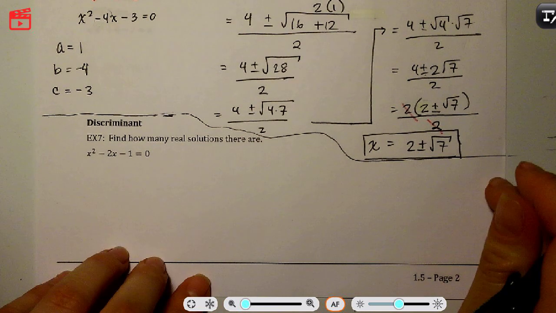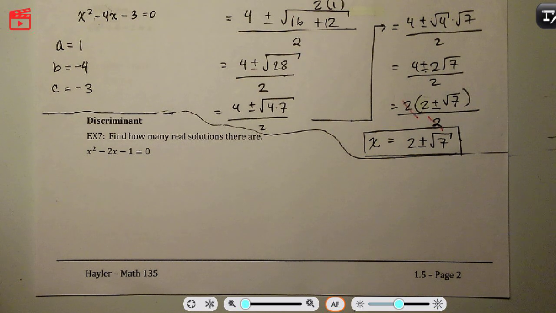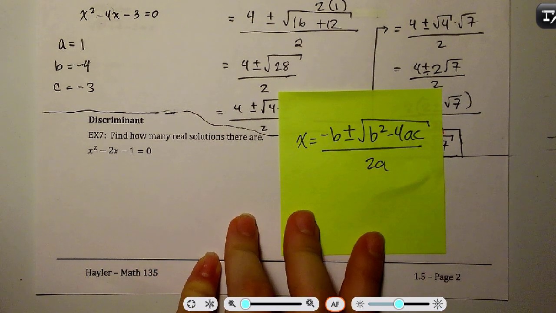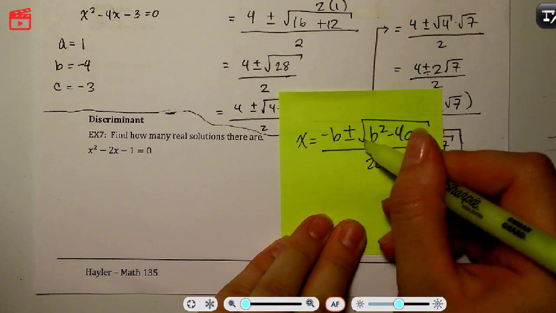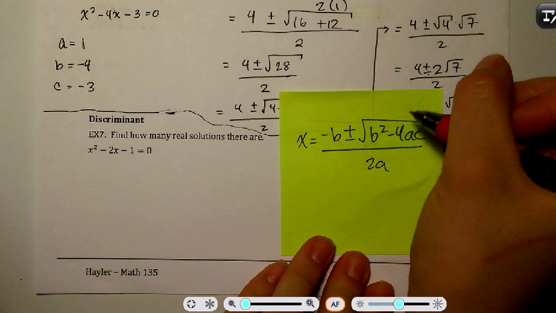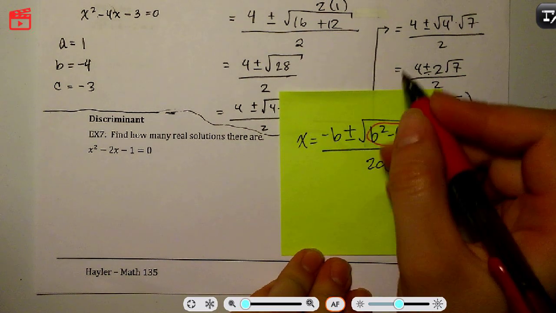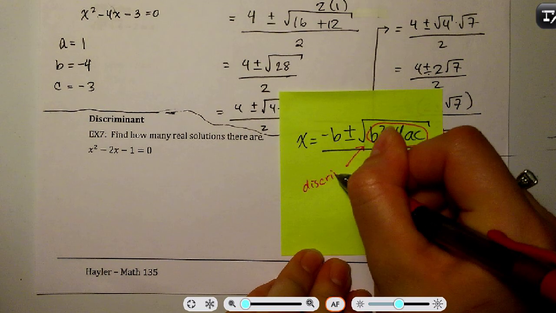Let's take a look at the discriminant to find out how many real solutions there are. I kind of mentioned before, the discriminant is that little thing under the radical. Let's try to see if I can highlight this. No, that doesn't work. Let's circle it with red. That might work better. Okay, that right there, my friends, is the discriminant.